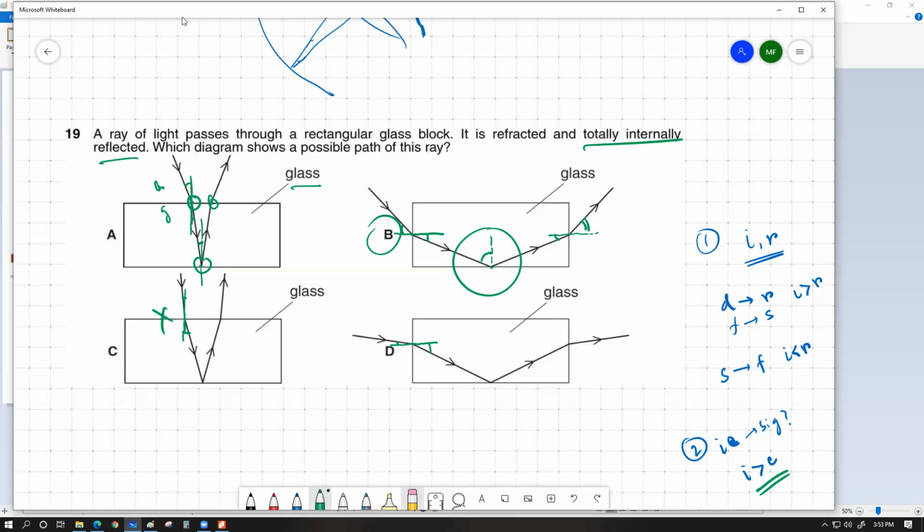And between A and B, I'm definitely going to go for B, because B actually shows us a pretty large incident angle, where it is more likely to be bigger than the critical angle, but not for this one.